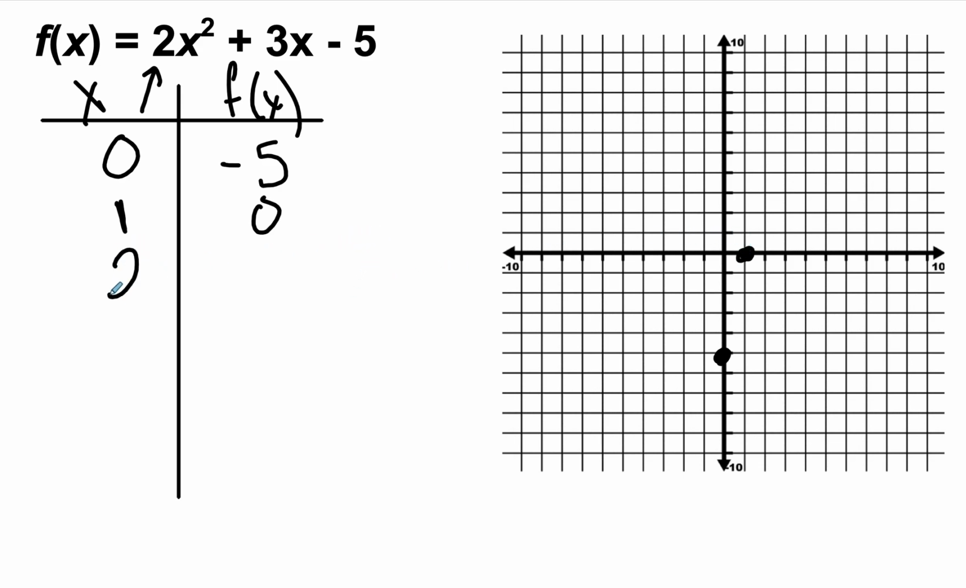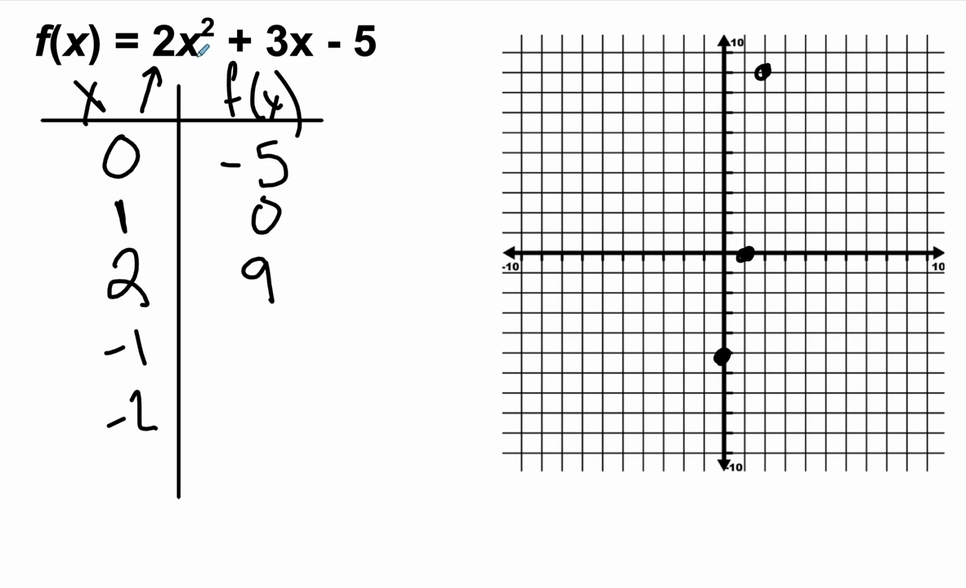Now, why not plug in 2? 2 squared is 4. 4 times 2 is 8. 3 times 2 is 6. So we have 8 plus 6, which is 14. Minus 5 is 9. And now I'm going to go off the grid. So I'm going to do negative 1 and negative 2.